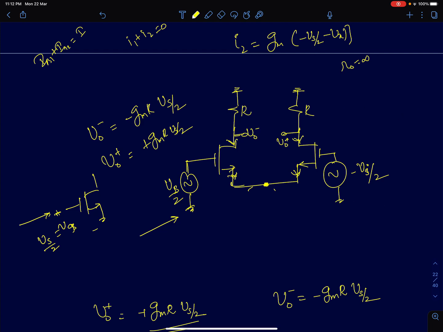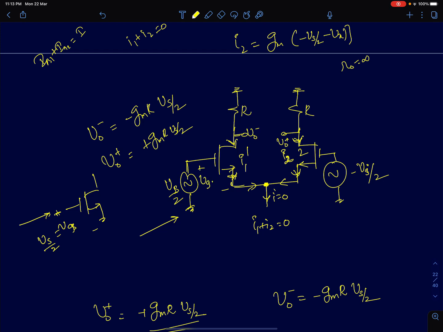So the brute force way is that we can quickly see that the small signal current I1 flowing in this MOSFET plus the small signal current I2 flowing in this MOSFET, the sum of the two currents should be equal to 0. So this node is open, so the current is 0. So I1 plus I2 should be equal to 0. I1 is nothing but GM VGS1. So I will call this MOSFET 1, MOSFET 2.